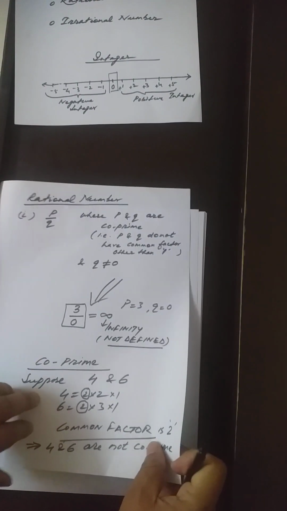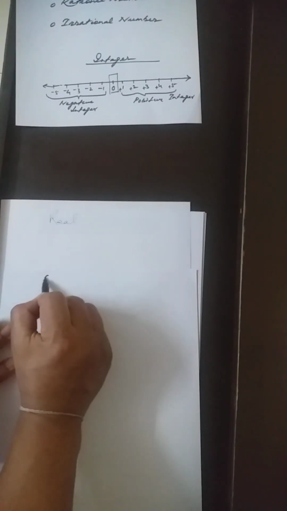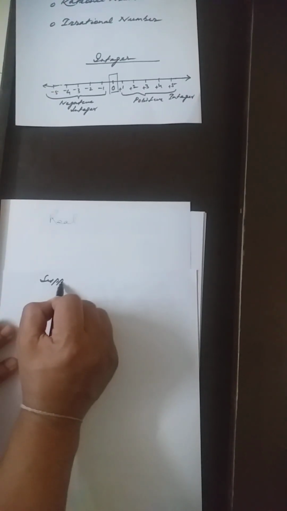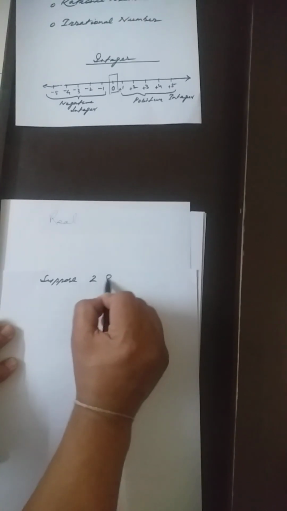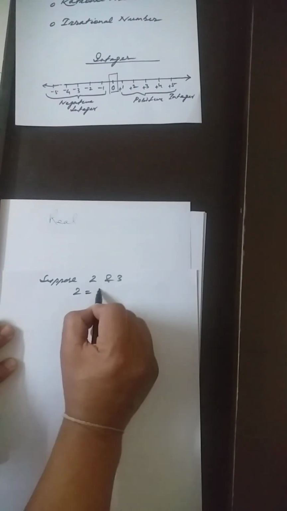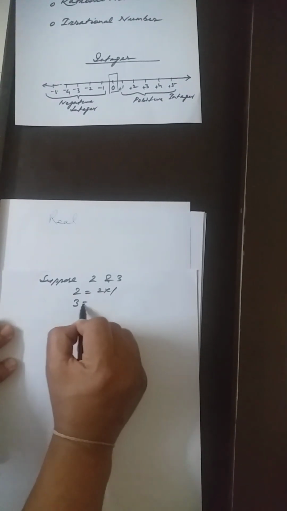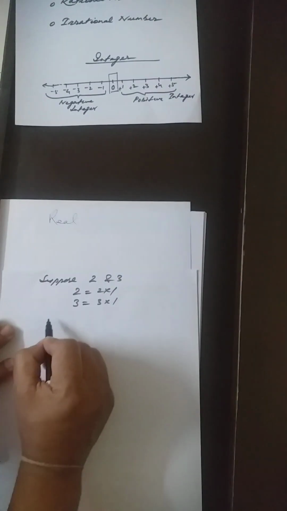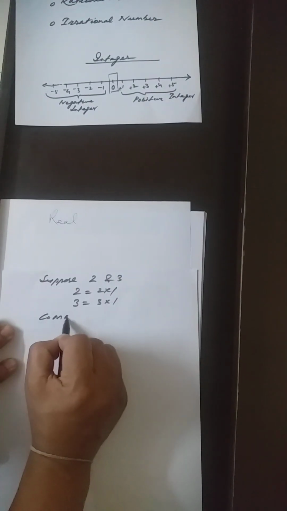And let us take another example of co-prime. Suppose we have numbers 2 and 3. 2 has factors 2 into 1, and 3 has factors 3 into 1. What is the common factor between 2 and 3?